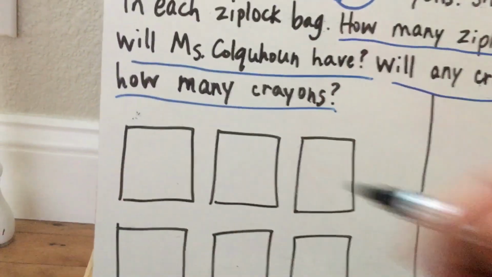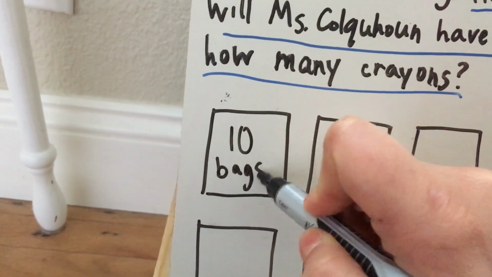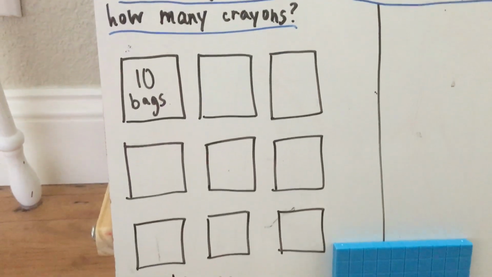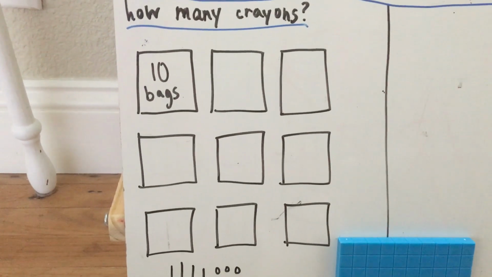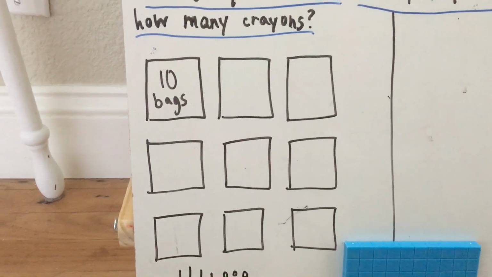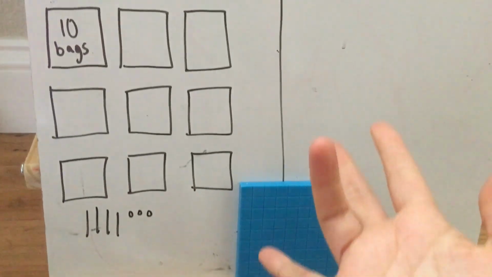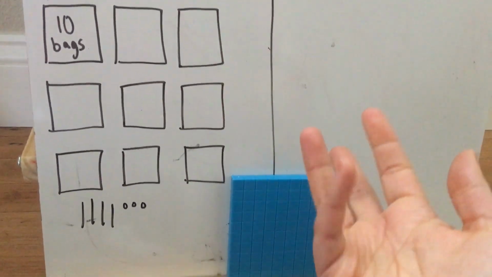I'm going to label that in my drawing. 10 bags. So each 100 square would have 10 bags of crayons. 10 crayons with 10 bags inside. 10 crayons, 20 crayons, 30 crayons, 40 crayons, 50 crayons, 60 crayons, 70 crayons, 80 crayons, 90 crayons, 100 crayons.